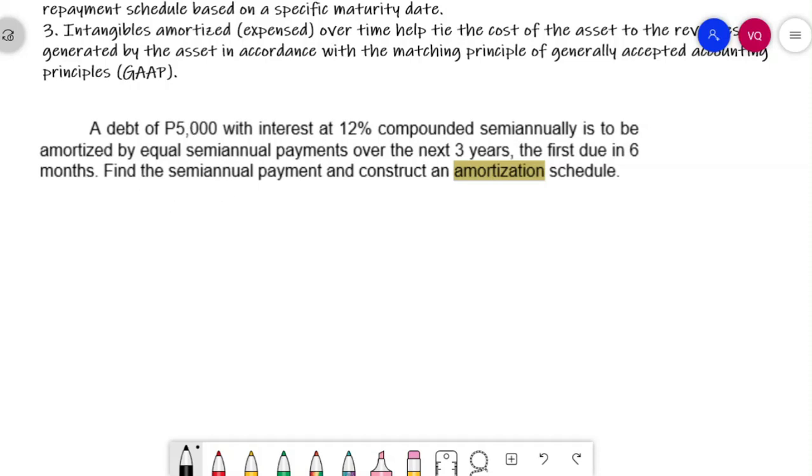So, we will draw first the cash flow diagram of this problem. We have a present worth or present value equal to 5,000 pesos, and we have an interest equal to 12% compounded semi-annually. Our number of years will be 3 years, first due in 6 months. So, 6 months is the semi-annual. Okay? So, cash flow diagram for us to solve the annuity or the semi-annual payment.